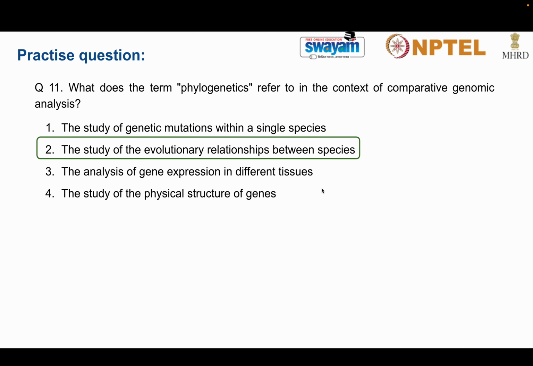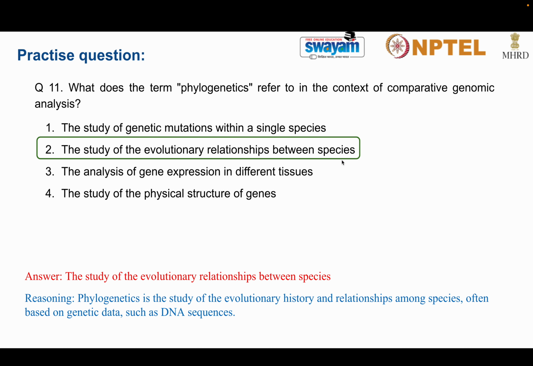The correct answer is option number 2, which means the study of evolutionary relationships between species, which is referred to as phylogenetics. It is the study of evolutionary history and relationships among species, which is often based on genetic data such as DNA samples.